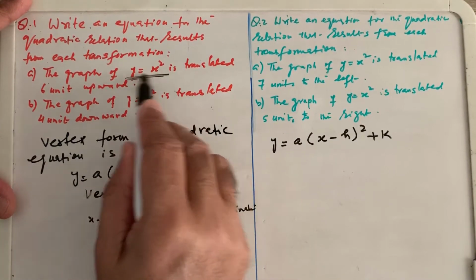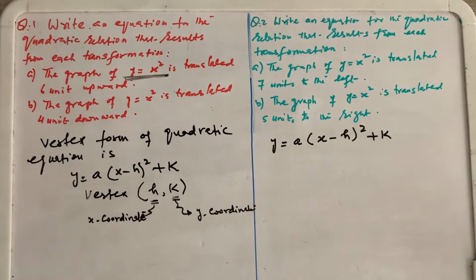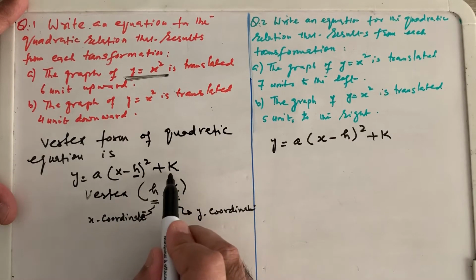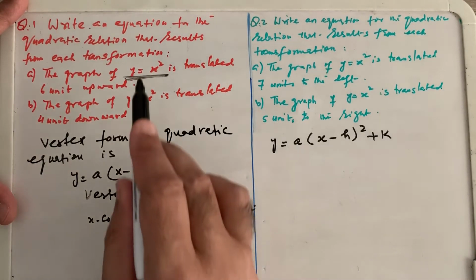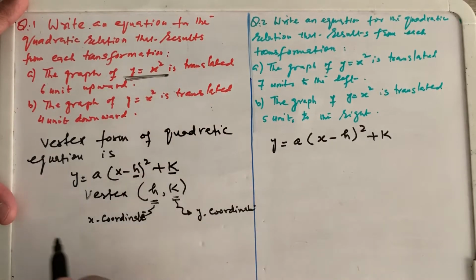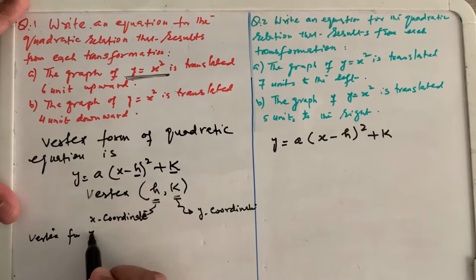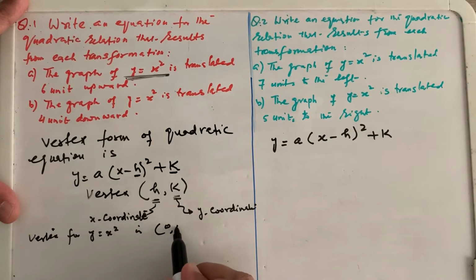The simplest equation for the quadratic function is y equals x squared. This is the simplest form, right? We learned how this y equals x squared can be translated when the graph of this parabola moves along the x-axis or the y-axis. That means its vertex is changing. The vertex of y equals x squared is (0, 0), at the origin, right?